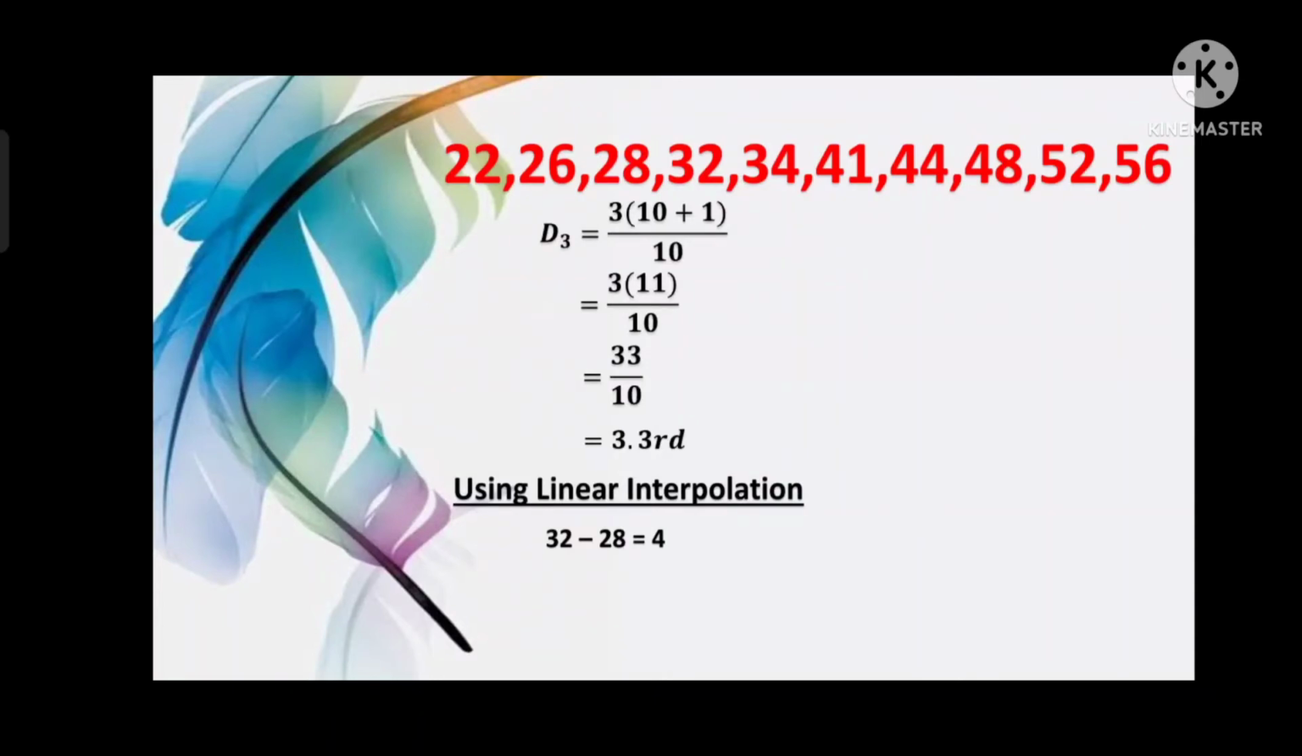it, which is 32. So subtracting the 2, we have 4, then multiplying 4 to 0.3, which is the decimal point of our position, and the answer is 1.2. We will now add 1.2 to the lower number, which is 28. So the answer is 29.2. So we now have our D3, or the decile 3, which is 29.2.